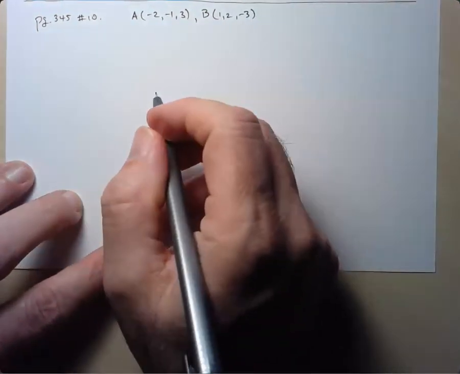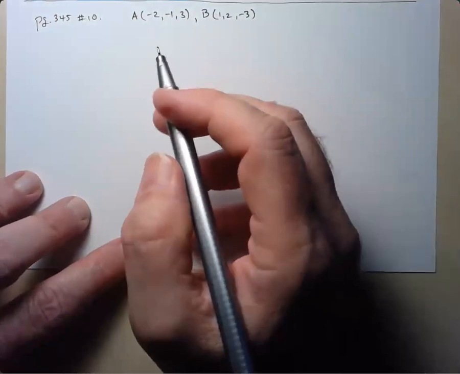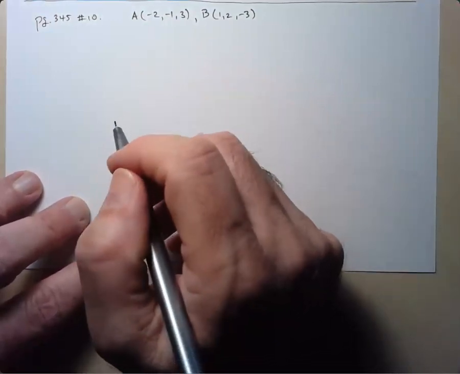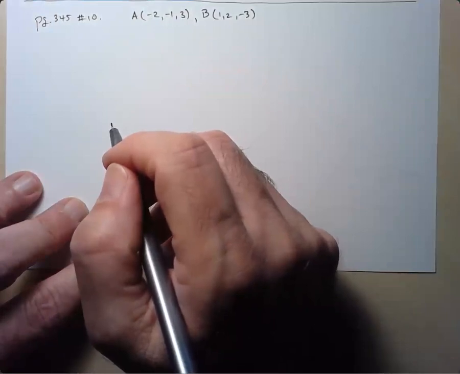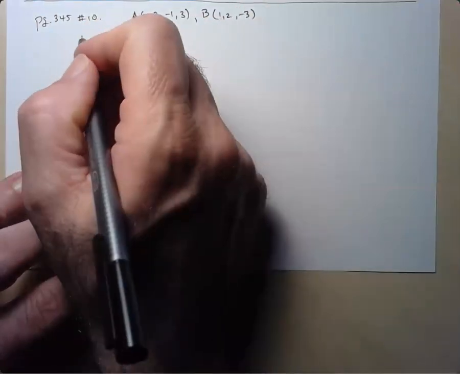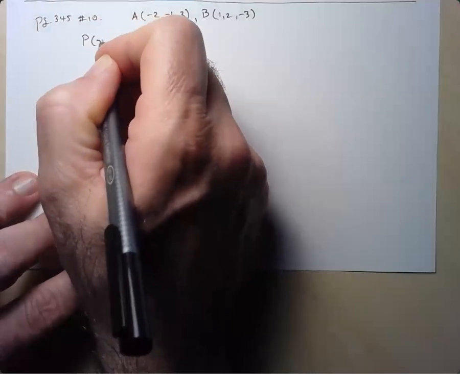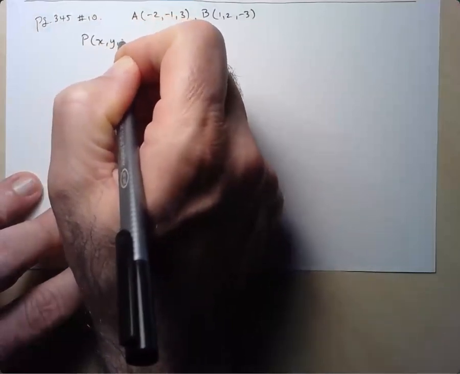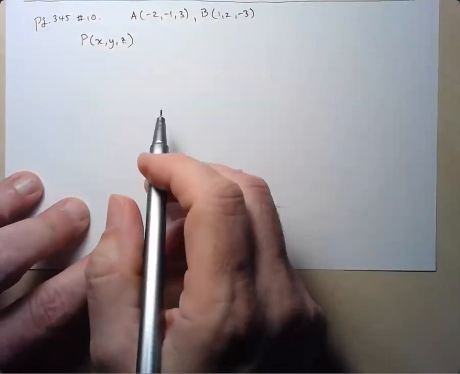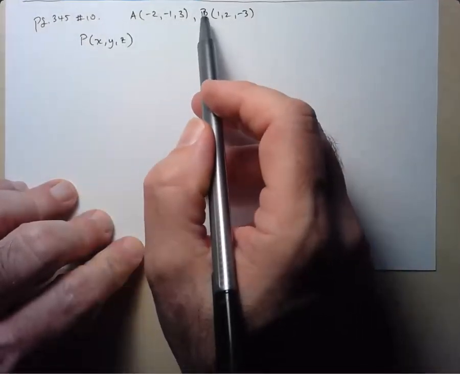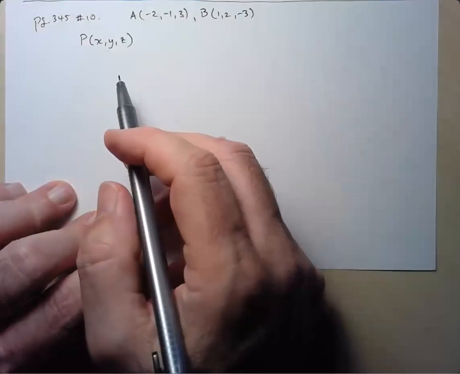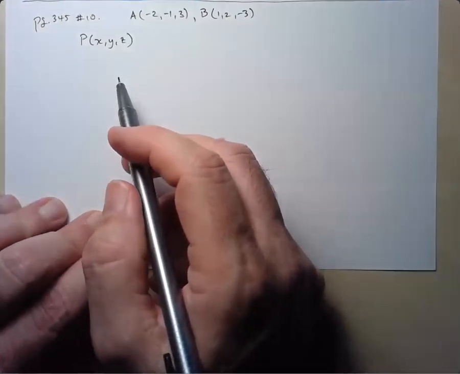And we're looking for points. So these are things I don't know yet. Okay, so I'm going to give them some sort of name. So I'll call the point that I'm looking for X, Y, Z. And I need the distance between A and P and the distance between B and P to be the same.